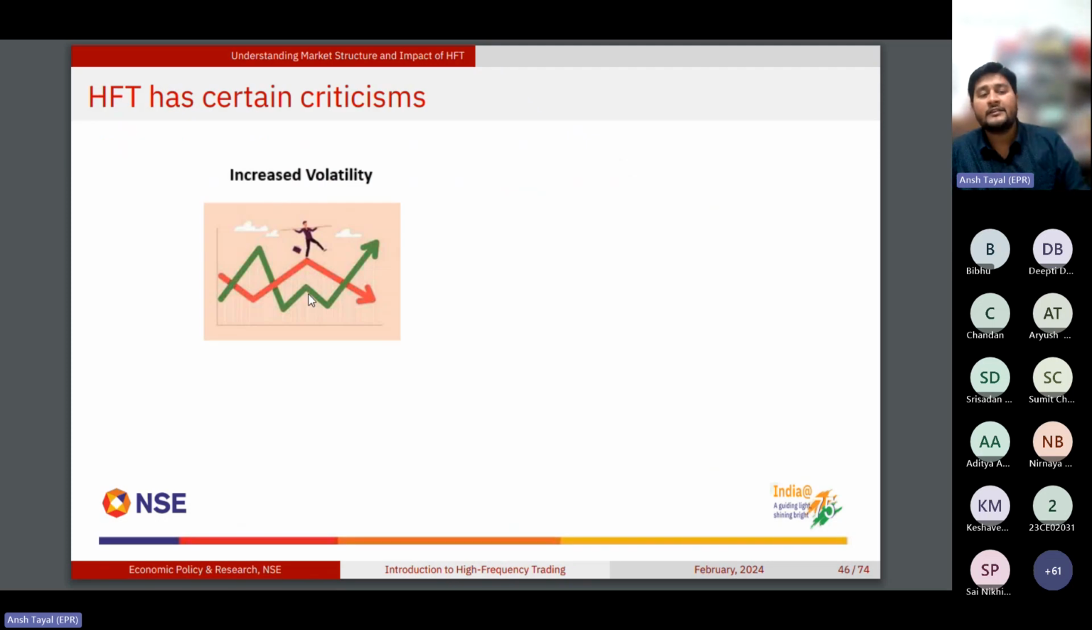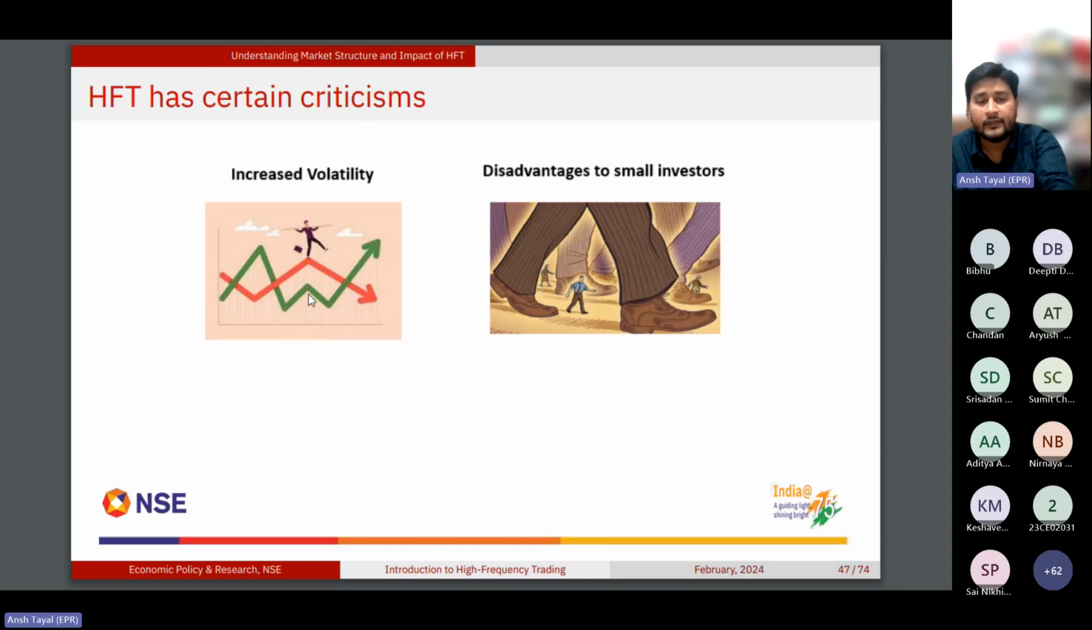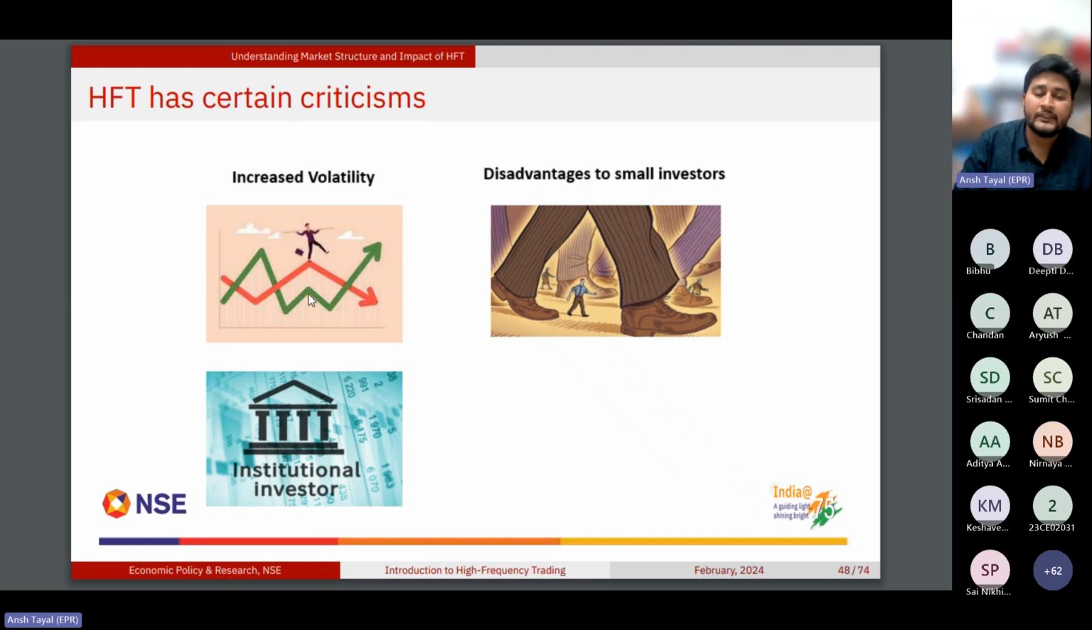Now HFT also has certain criticisms. One criticism, for example, is that it increases volatility. The idea is that during times of crisis, when markets are going down and liquidity is required, the firms are not there. They also do not trade. Then there's the disadvantage to small investors, that these guys get faster access which other people do not have. The same goes for institutional investors, who do not have quicker access to it. And then market inefficiency.